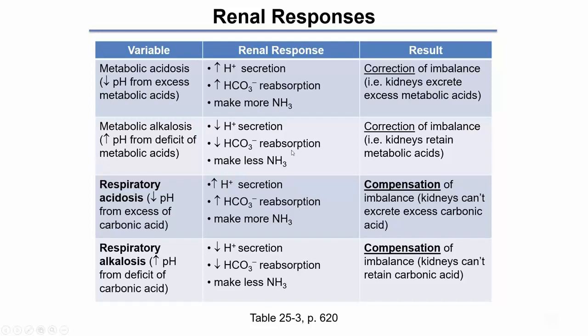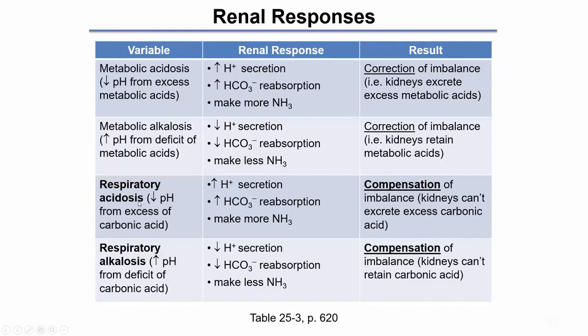So we decrease the bicarbonate reabsorption, so we have less bicarbonate to buffer the other acids, and hopefully the other acids will increase in nature. That's again a correction. But on the other hand, if you have respiratory acidosis, that means we have too much CO2. pH starts dropping. What can we do?